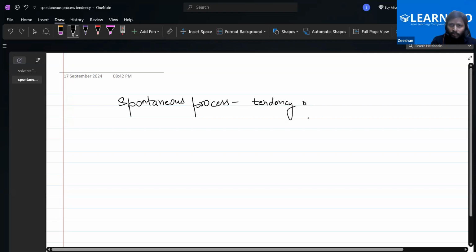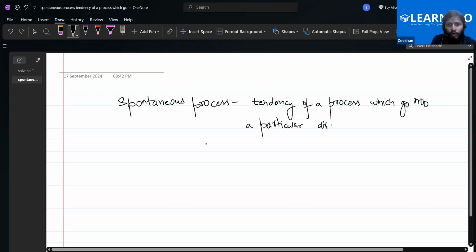So, the tendency of a process which goes into a particular direction.